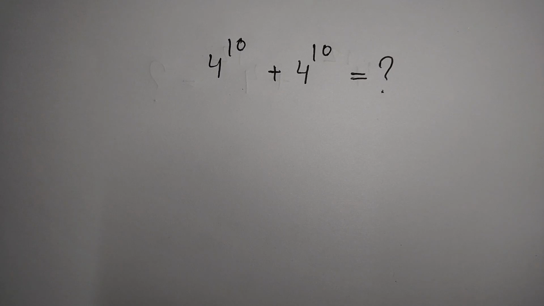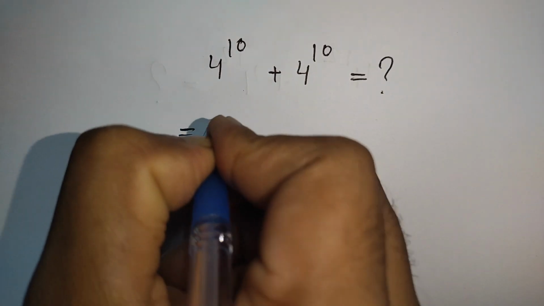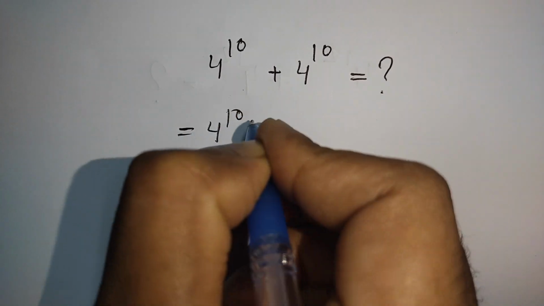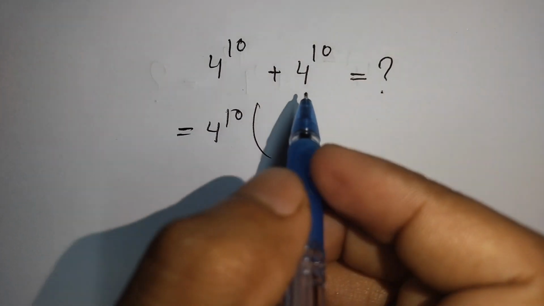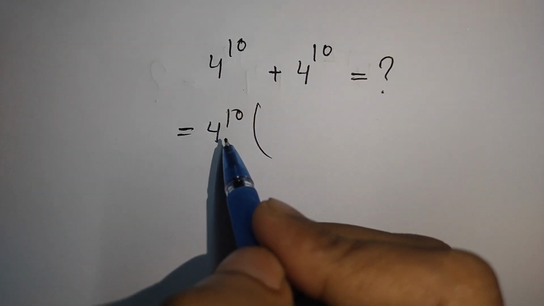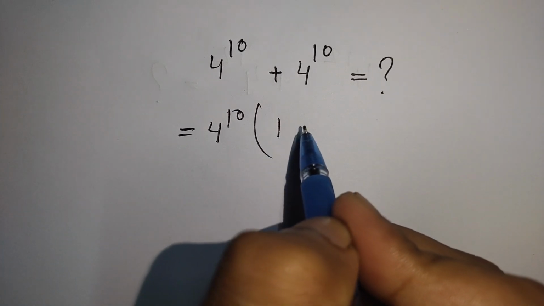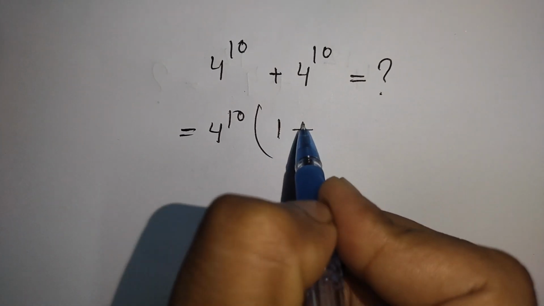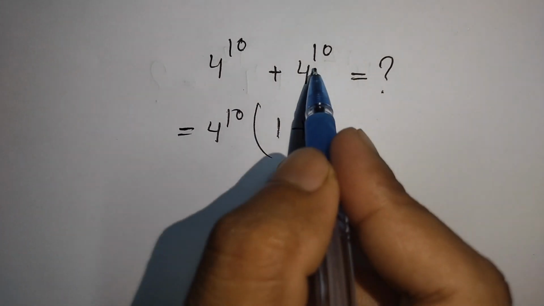How to solve this interesting math: 4 to the power 10 plus 4 to the power 10 is equal to what? At first you take common 4 to the power 10. First bracket start. This divided by this, that is 1, then plus this divided by this.